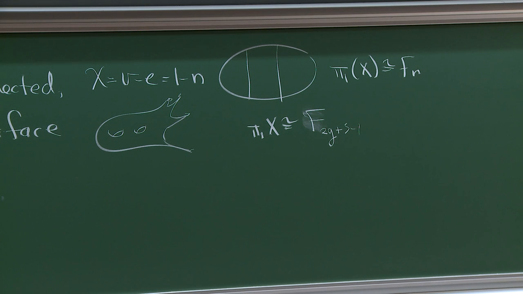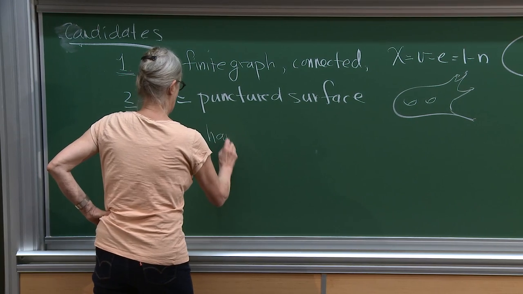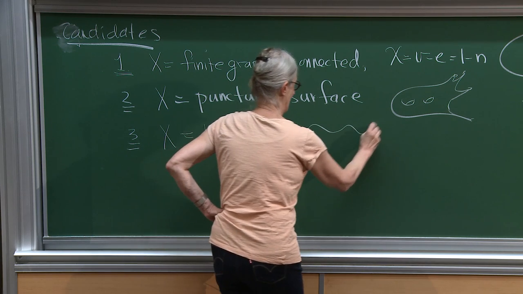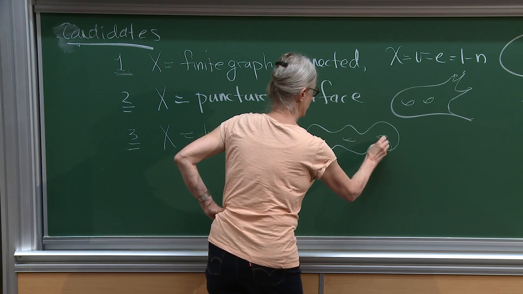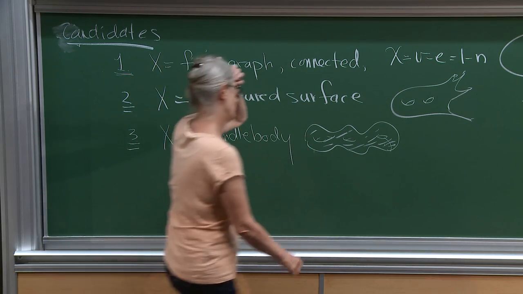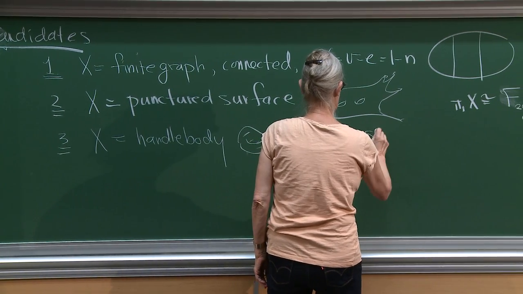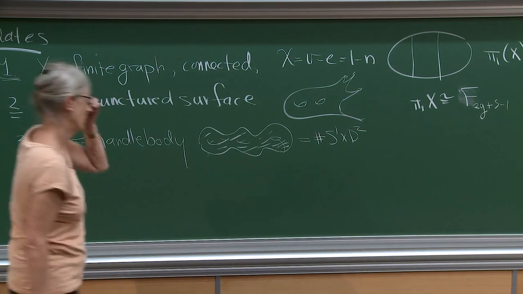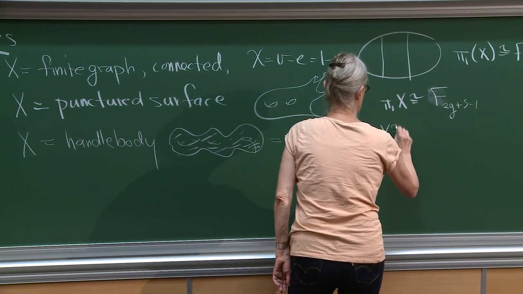Another space that you commonly encounter if you're thinking about free groups is a handle body. So this is a solid thing, filled in surface. And another way to write it, it's a connected sum of S1 cross D2s, n copies of them. And again, here we have pi 1 of x is Fn.